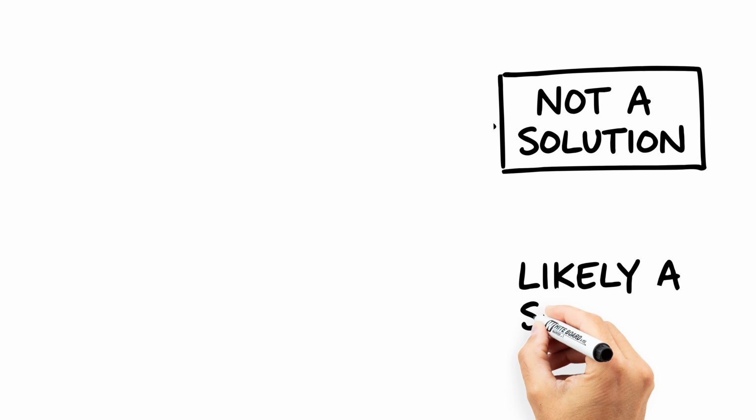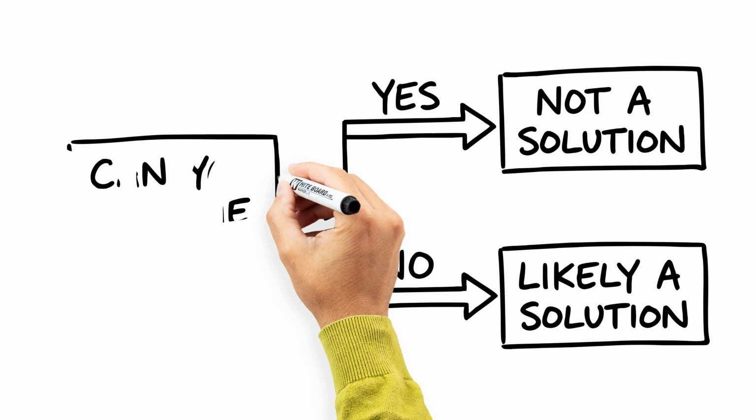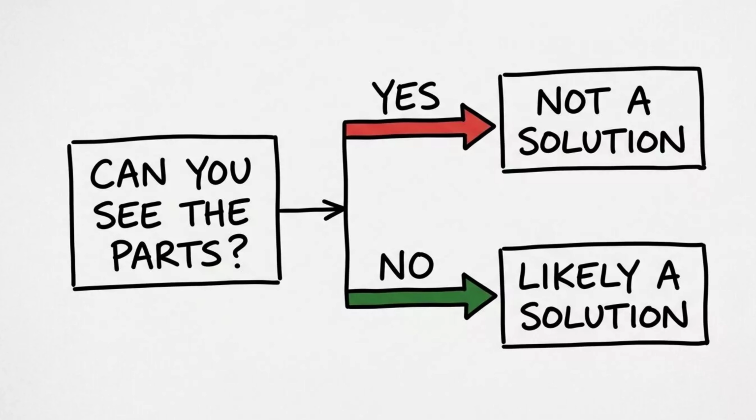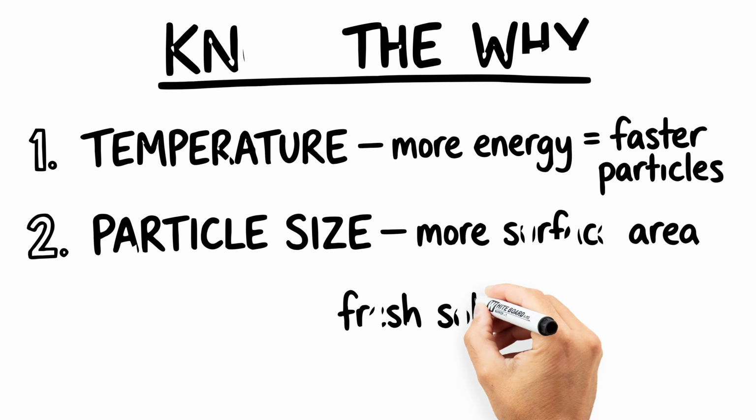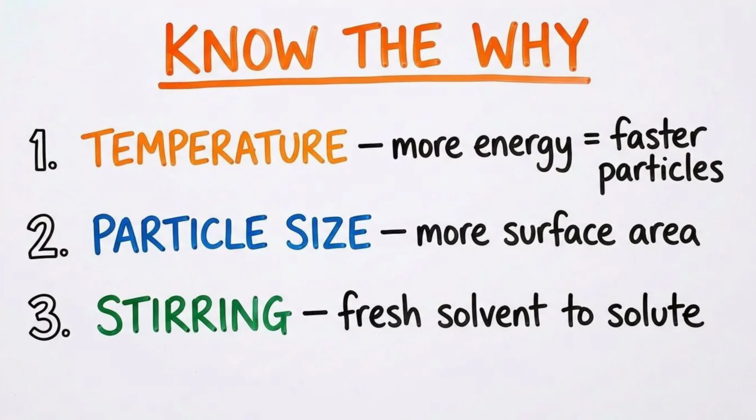Tip number 1. To identify a solution, ask one question. Can I see the individual parts? If no, it's probably a solution. If yes, it's a different type of mixture. Tip number 2. The 3 factors for rate of dissolving: temperature, particle size, stirring. Learn them in that order. For each one, know why it works, not just that it does.